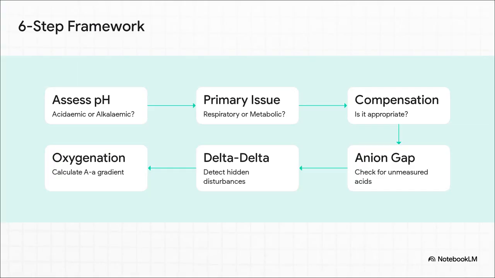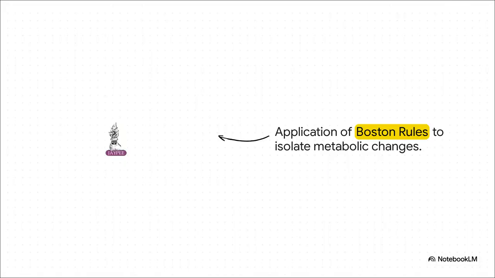Once we identify the primary disturbance, we absolutely must determine how the body is fighting back. To do this flawlessly every single time, we need a system. By strictly following the 6-step framework, we can uncover complex, mixed disturbances that are super easy to miss when you skip clinical steps. We look at the pH, find the primary disturbance, assess the compensation, calculate the gap, check the delta-delta ratio to sniff out any hidden third disturbances, and finally, assess oxygenation. And to properly execute that compensation step, we use established bedside mathematics.